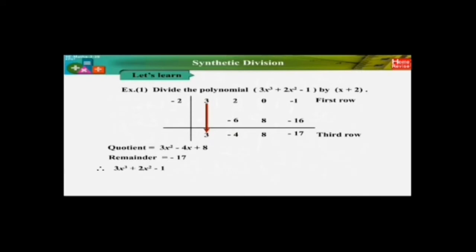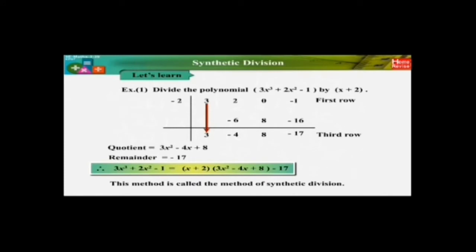Therefore, 3x cubed plus 2x square minus 1 is equal to x plus 2 times 3x square minus 4x plus 8, minus 17. This method is called the method of synthetic division. The same division can be done by the linear method of division as shown below.